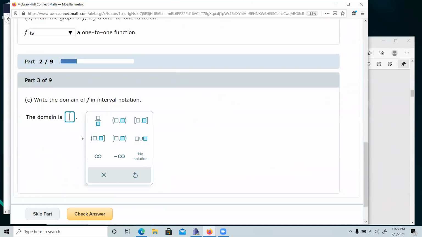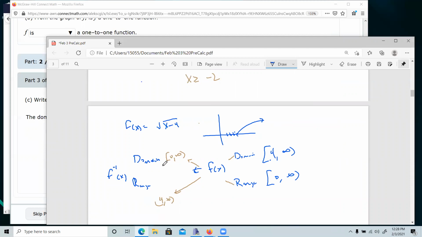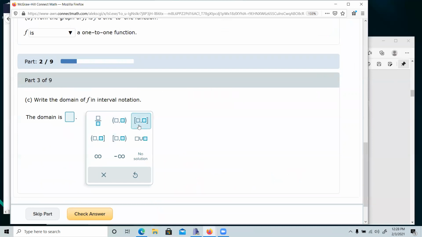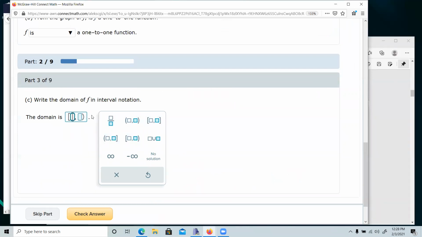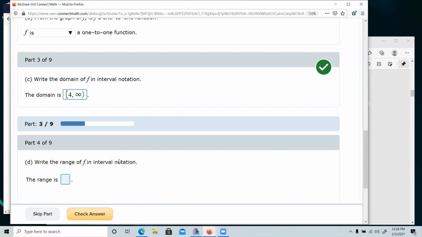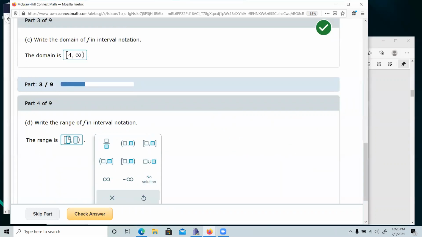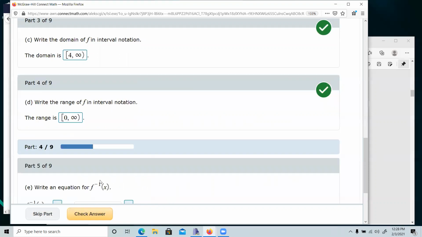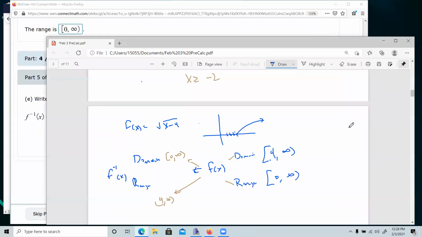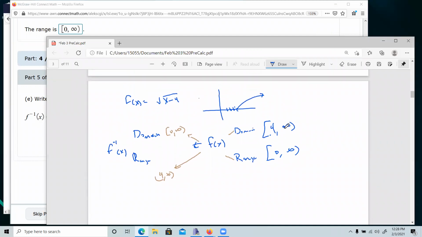So what did we say the domain was? Domain of F. So that's 4 off to infinity, so we need a bracket. There we go, it includes 4 and then we are off to infinity. And then the range over here is 0 to infinity. So again, we have 0 to infinity. Now write the equation for f inverse. Finally. So this guy here, this f of x, we replace that with a y.